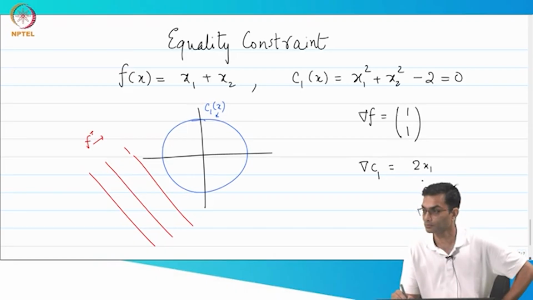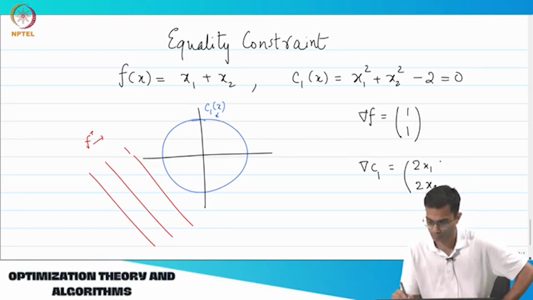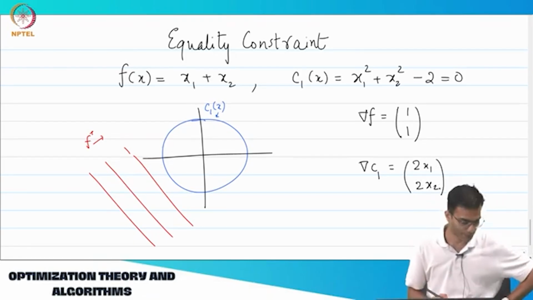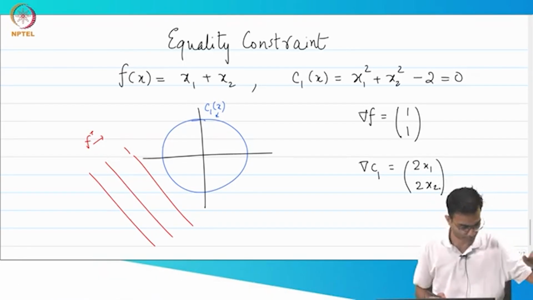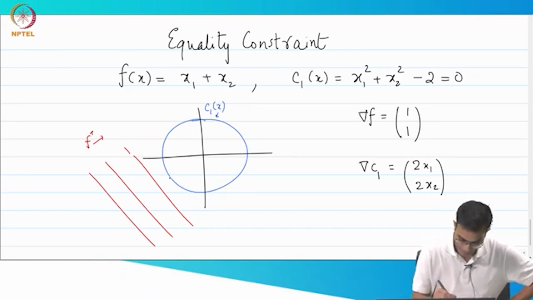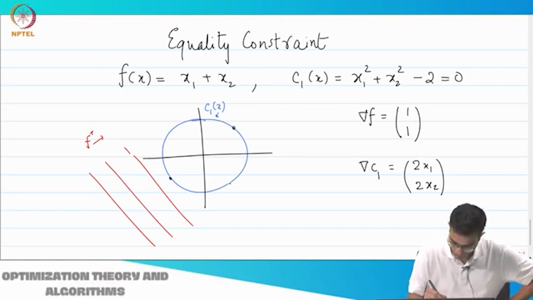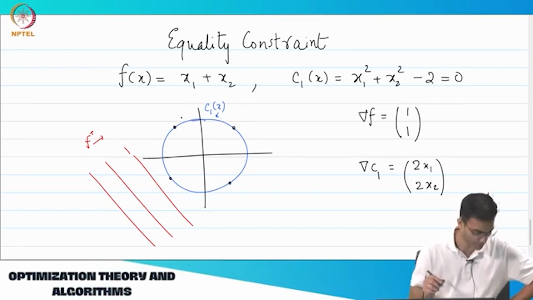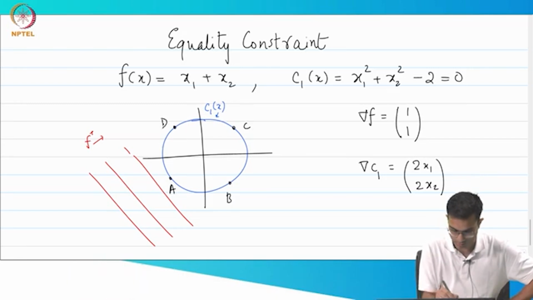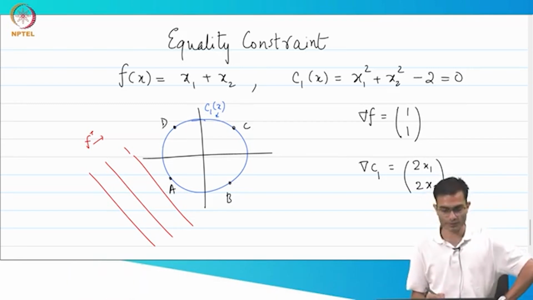Two x1, 2x2. Okay. So, let's save this first of all. Let's identify a few typical points on this graph that are interesting. Okay, so I've taken a few points over here, A, B, C, D. Okay, I've taken these points over here.